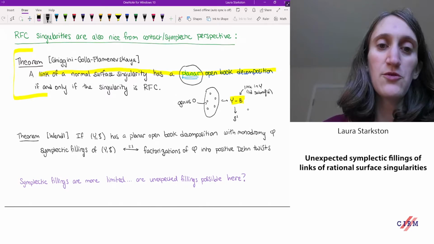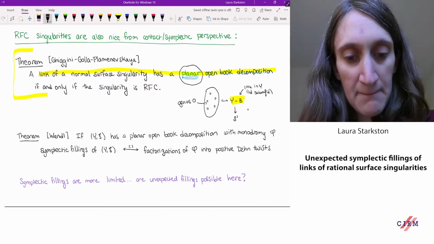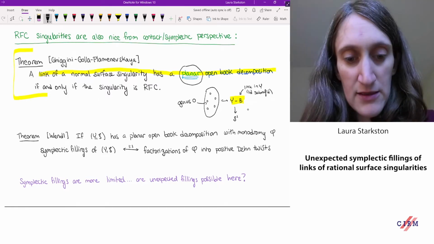And so there's a question. I just forgot, RFC is what? Can you... is this on? So for instance, A_n is RFC. Yes, A_n is RFC. Any cyclic quotient is RFC.